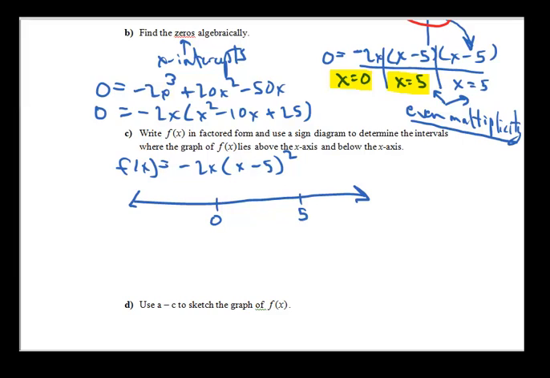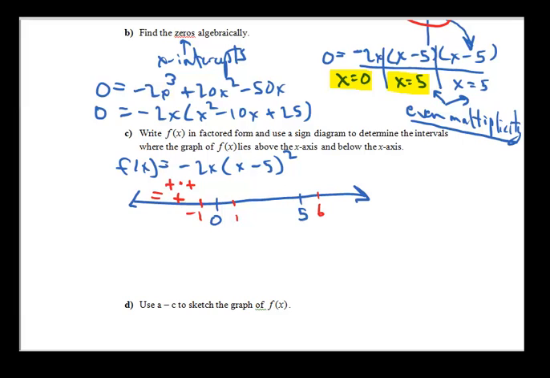And then what I'm going to do is test points in each of these three intervals that I've created here, right? I have an interval from negative infinity to 0, an interval from 0 to 5, and an interval from 5 to infinity. And I'm going to check whether the function is positive or negative at these three values. So if I plug in a negative 1 for x, I would have negative 2 times negative 1, which is going to be a positive, and then I would have x minus 5 squared. But the fact is, anything squared is going to be positive. So this is going to be a positive times a positive. So from negative infinity to 0, it's going to be positive.